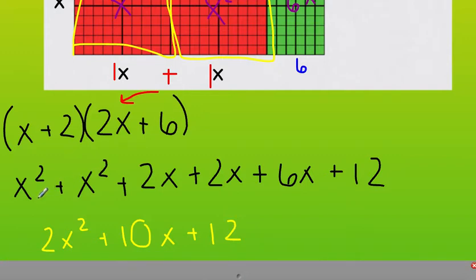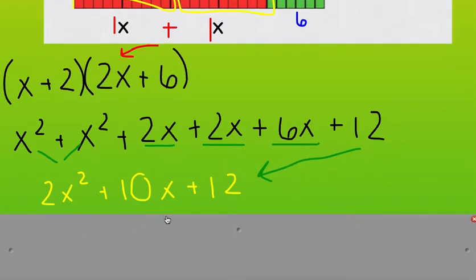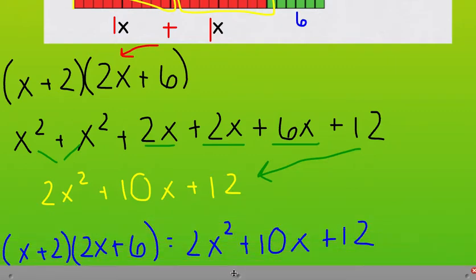So now all it is, is combining like terms. We should see that our x squareds are going to give us 2x squared, and we have a 2x, a 2x, and a 6x. 2x plus 2x will give us 4x, 4x plus 6x is 10x, and then we carry down our constant 12. So our final answer should be 2x squared plus 10x plus 12 for our expanded form. But like I said, we want to get in the habit of writing these two expressions equivalent to each other. So we have the two binomials, x plus 2 and 2x plus 6, is equal to 2x squared plus 10x plus 12.